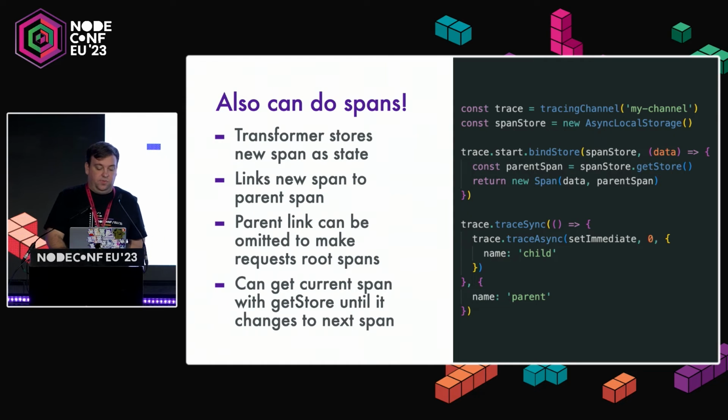So you'll be able to get the current span anywhere descending until this store state transitions. So when that trace sync happens, there's going to be a first span that's created, and you can access that up until the trace async creates a new span, and then inside its callback, it will have that new span as the current span.